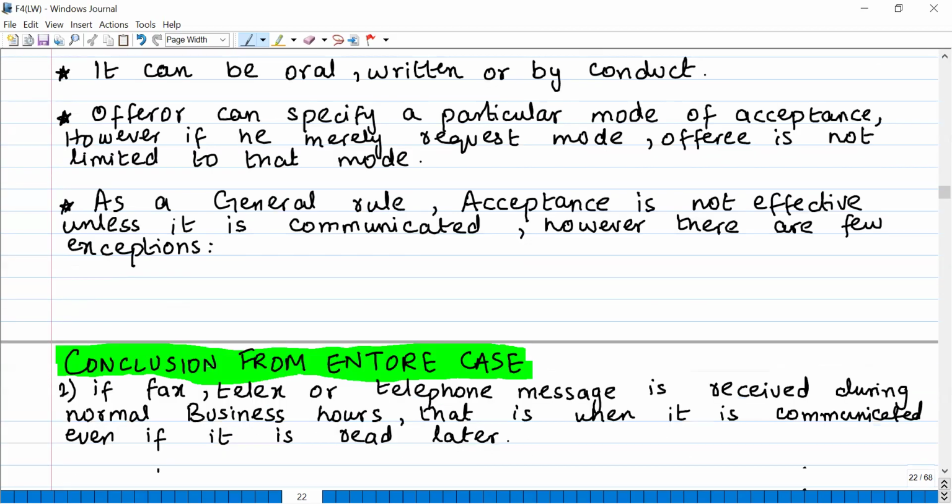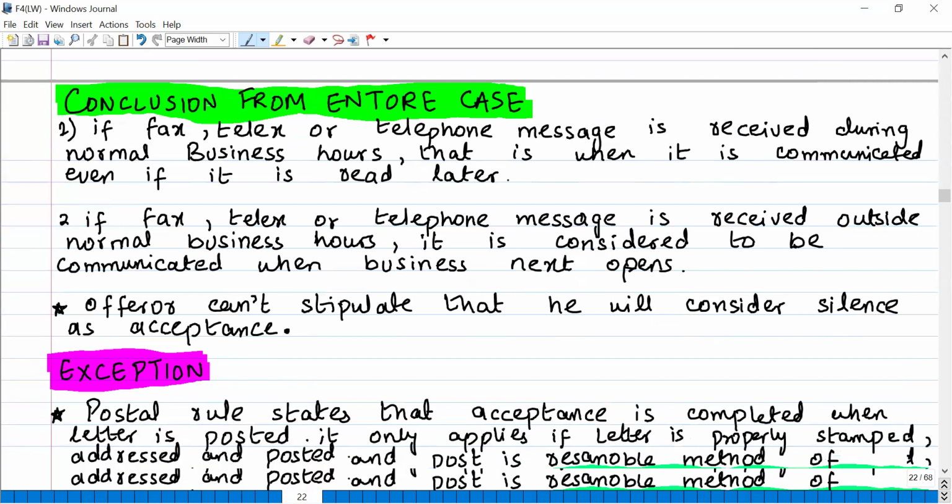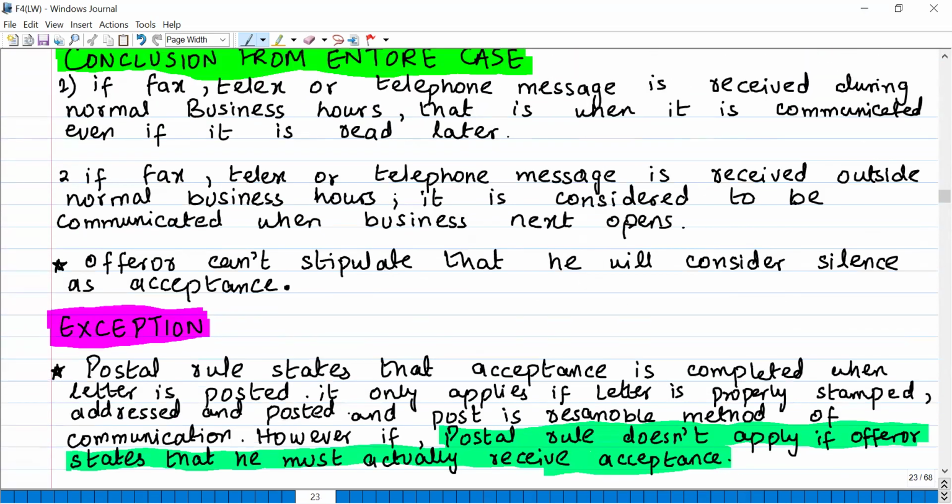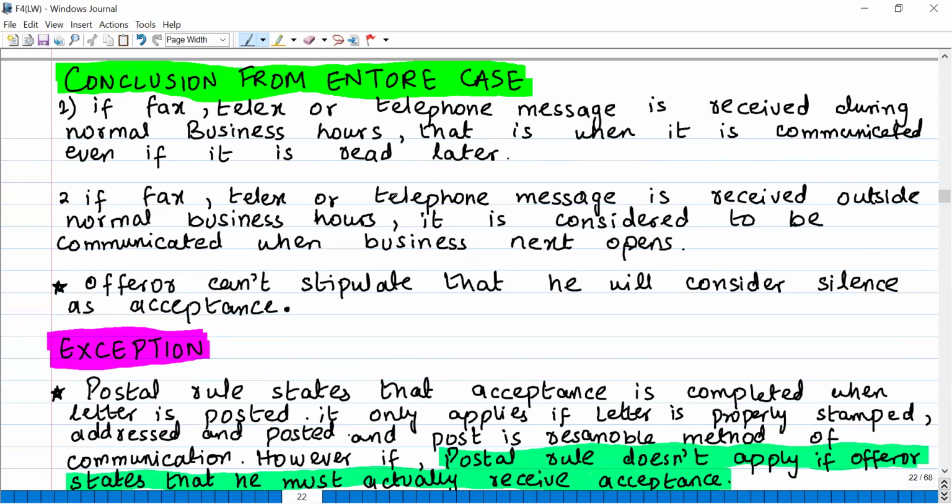Now there's a case here that you need to understand. The case is in your book, Entores versus Miles Far East case. That case is about what rules apply if the offer and acceptance are made in the form of fax, telex, or telephone messages.